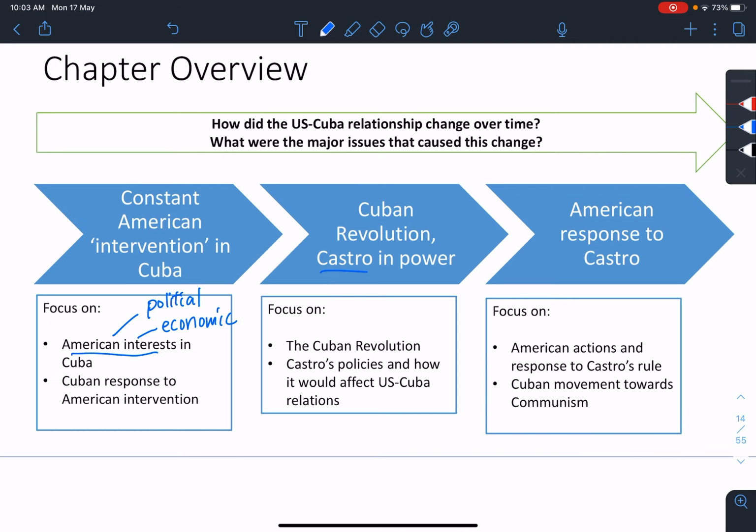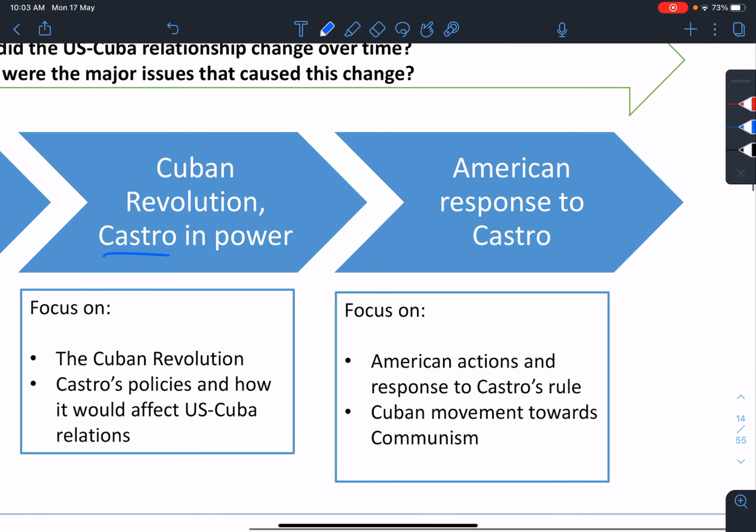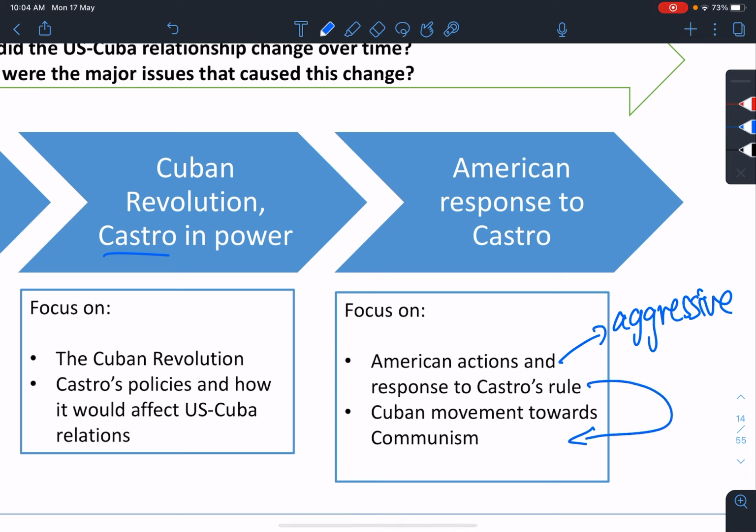Okay, so again, that is why we move to the next part. Okay, the American response to Castro. How, when American economic and political interests are threatened in Cuba, how will the USA respond? Again, probably not very well. Okay, and so if America is highly aggressive and they are threatening Castro, what will Castro have to do? Castro will have to find help. He needs a friend. But the problem is there is only one person in the world who is strong enough to counter the USA. And so what will Castro do here? Okay, so that is what we are going to look at.